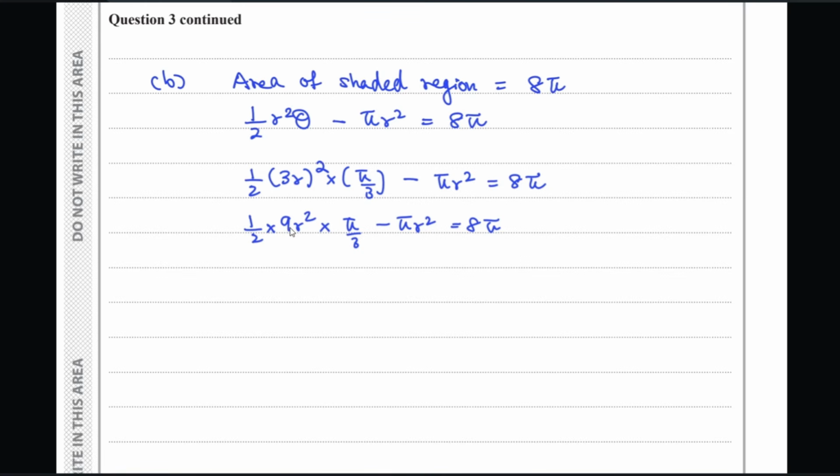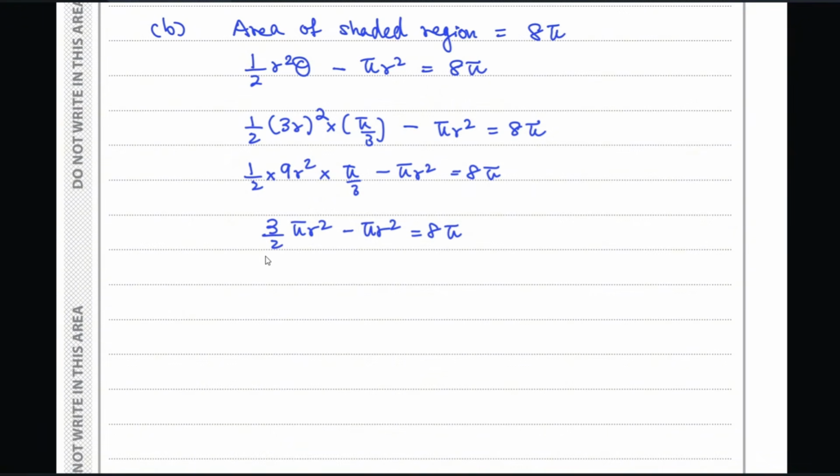So we have numbers, 9 divided by 3 will be 3, and then we have half. So this becomes 3 over 2 pi r squared minus pi r squared is equal to 8 pi. 3 over 2 is just 1.5. So 1.5 minus 1 is 0.5. So we will get half pi r squared is equal to 8 pi. And we've got pi on both sides of the equation. We can just cancel them. So half r squared is equal to 8. R squared is equal to 8 times 2, which is 16.